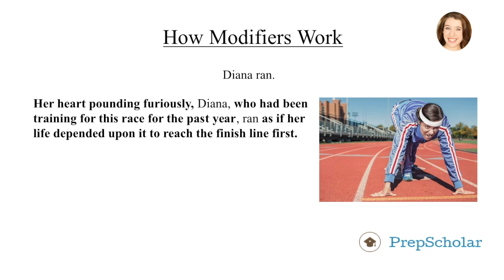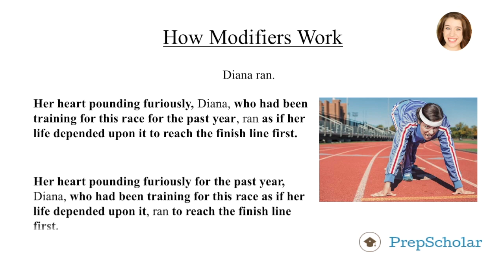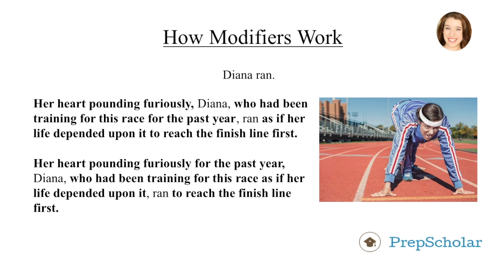But here's the thing. Each one of these modifiers is very carefully placed into this sentence. What if we mixed them up? Her heart pounding furiously for the past year. That sounds like a health problem you should get checked out. Diana, who had been training for this race as if her life depended upon it, ran to reach the finish line first. What I've done with this sentence is I've moved around some of these modifiers, and it totally changes the meaning of the sentence. It now sounds like Diana has a heart that's been pounding furiously for an entire year, which sounds not great.